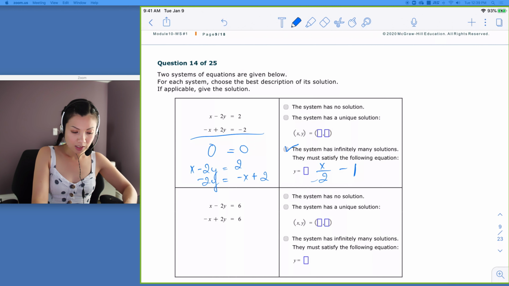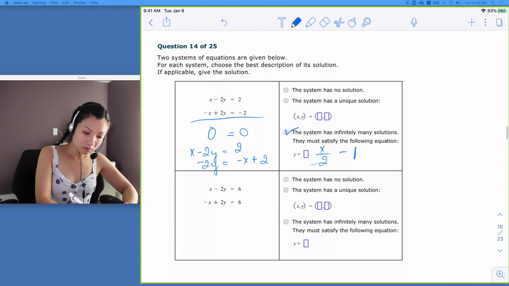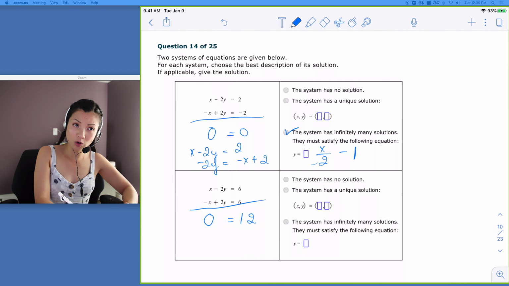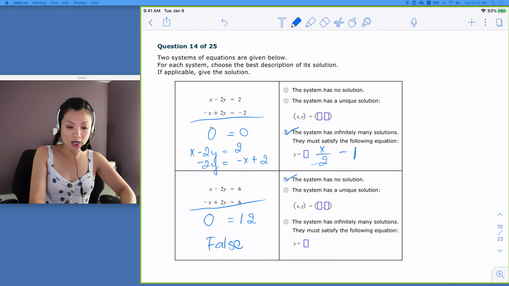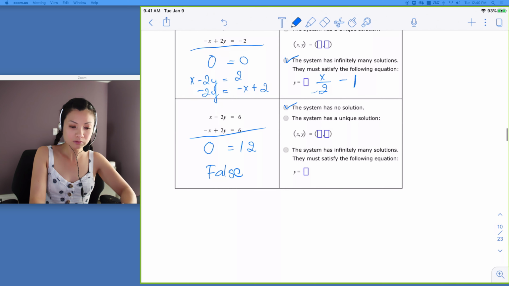Okay. Now, this one right here, when all the variables cancel out and I end up with a false statement, so I have 0 equals 12, which is false. When it's false like that, that means the system has no solution. So these two have the same slope, these two are parallel, they never cross. So that's why they have no solution.